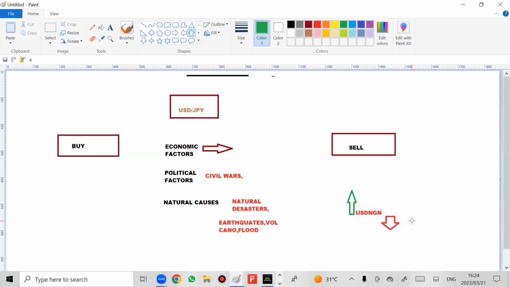So we're going to end our lesson today. Tomorrow morning, Nigerian time, it's going to be 10. We're going to be looking at how to buy and sell a currency pair.